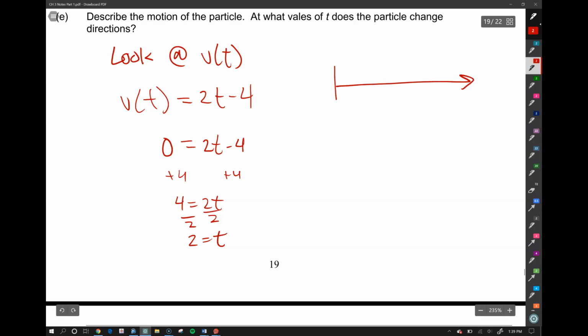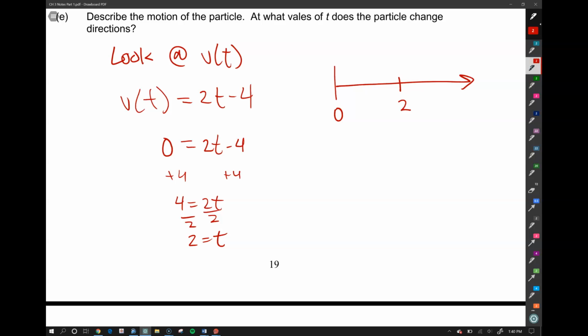Would you want us to leave it as t equals 2, or would you rather it be t equals 2 seconds? So we want to describe the full motion of the particle. So we figured out when it stopped. Okay, I'm going to show you the way I want you to write it. That's a good question.